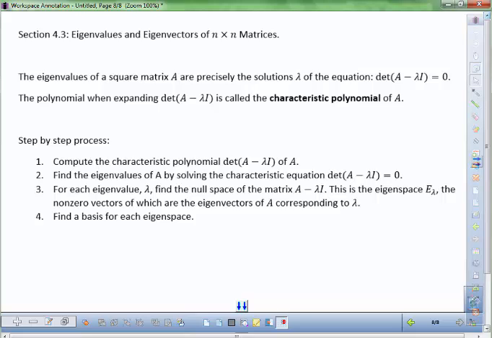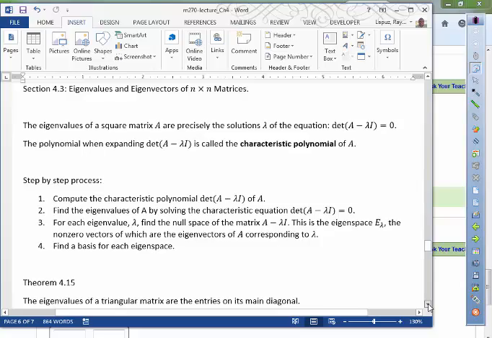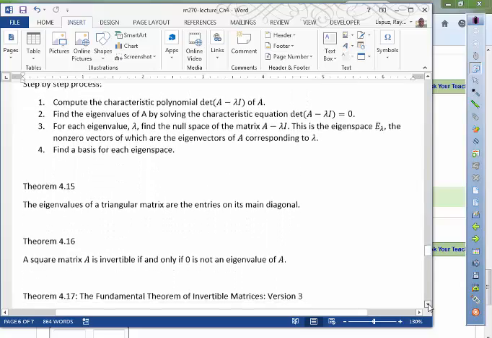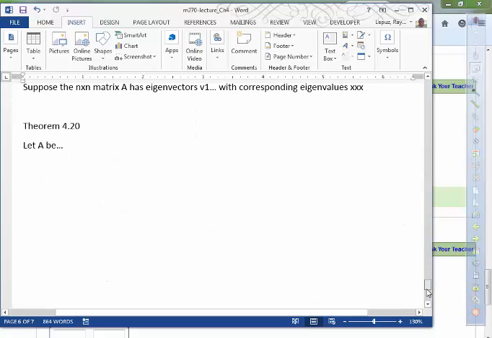So really, this is the recipe for finding eigenvalues and eigenvectors. Okay. Let's see if there was a theorem here that's worth looking at before an example. Let's jump to doing an example.